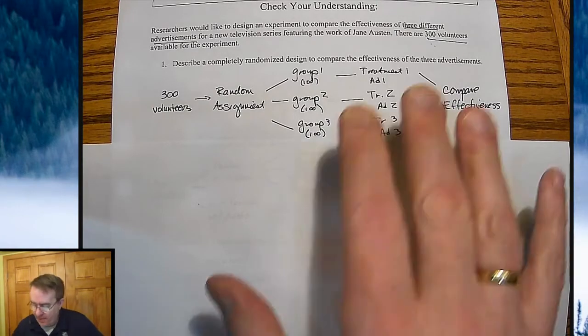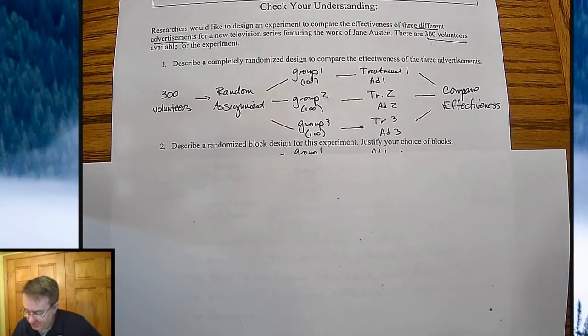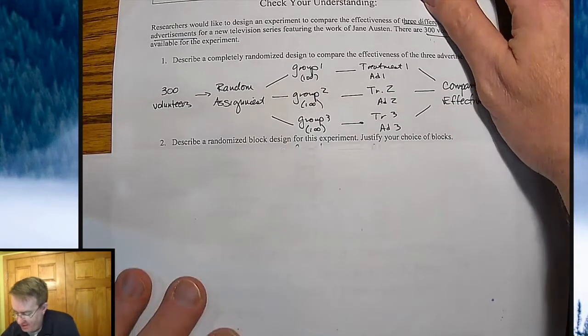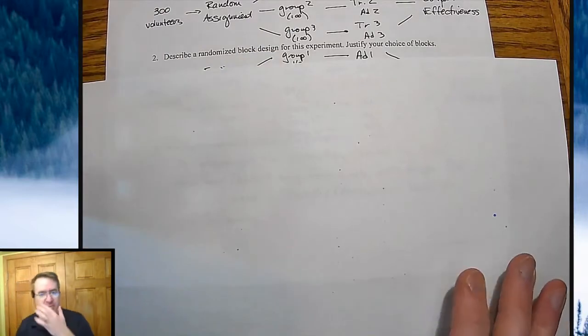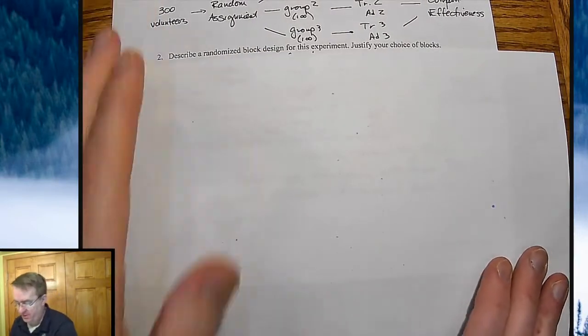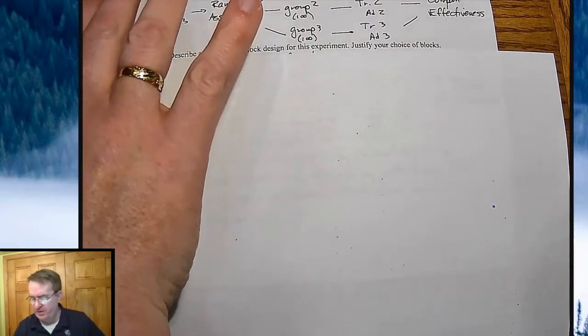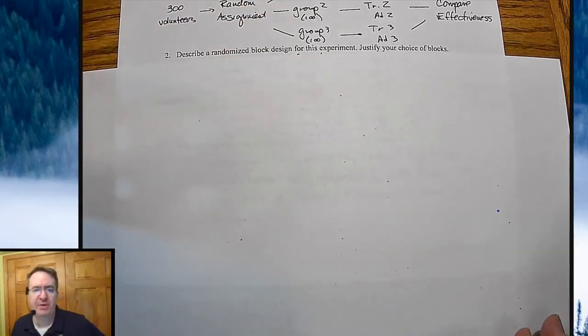Now, the second question I think is a little bit more interesting. It says describe a randomized block design for this. Choose your choice of blocks. And so this you may have had a little bit harder time with, but there's only really one way that you could probably block this. Well, I suppose you could do men and women.